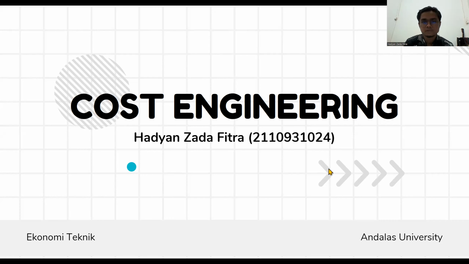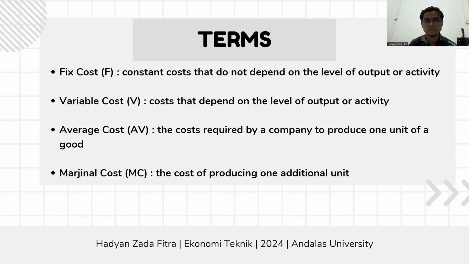So in cost engineering, we have four terms. The first term is fixed cost, with the F symbol. The fixed cost is constant cost that does not depend on the level of output or activity. And the second term is variable cost, with the V symbol. The variable cost is the cost that depends on the level of output or activity.